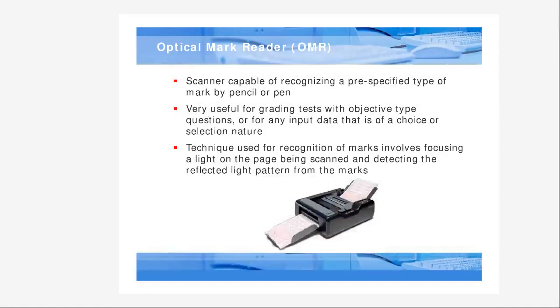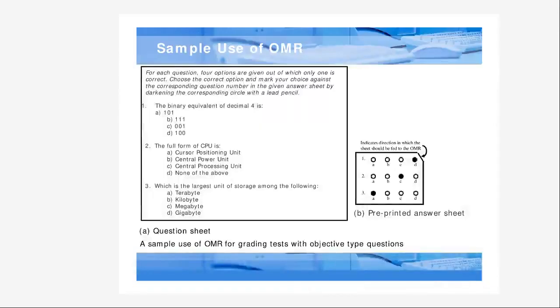Another very important device is the optical mark reader. I think in the entrance exam, any school entrance exam, you also appear. Here also you get some OMR sheets for objective type of questions. See in this figure. This type of question you have to answer, and the OMR sheet will be given. That acts as your answer sheet.